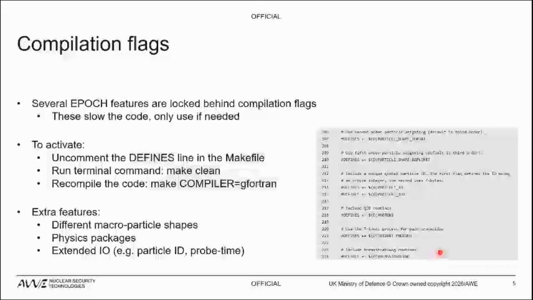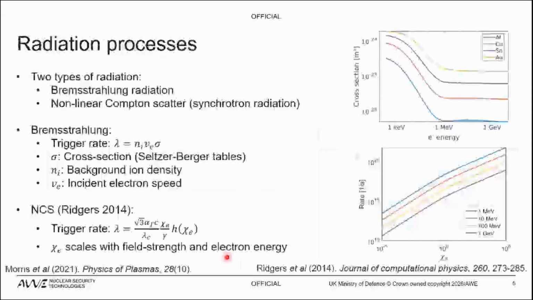If you uncomment that defines, then run a make clean to get rid of your installation, and recompile with make compiler equals gfortran again, then you will have access to the extra compilation flags needed to run these physics packages. Particle shapes, physics packages, extended I/O as well. Sometimes if you want to know the time particles pass probes, or if you want to give each particle a unique ID value, these are also hidden behind compilation flags.